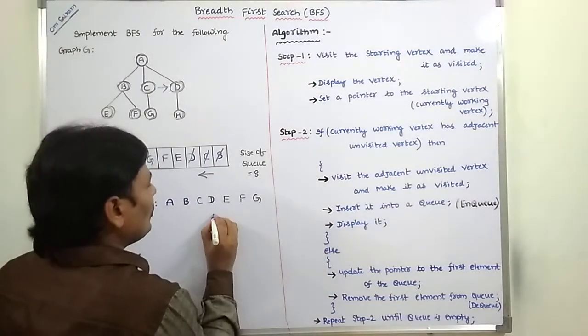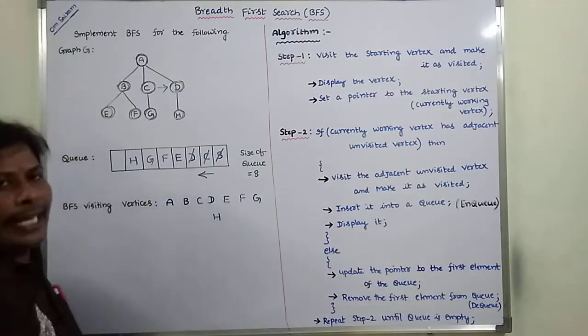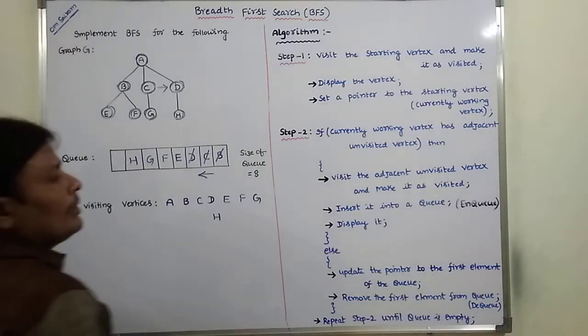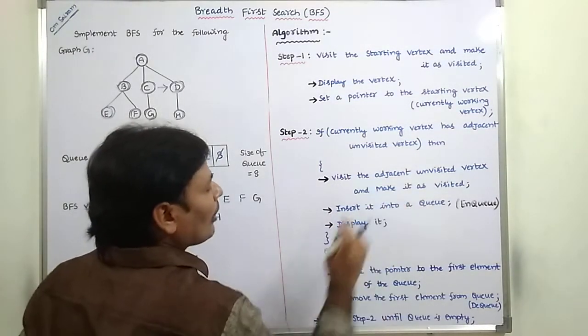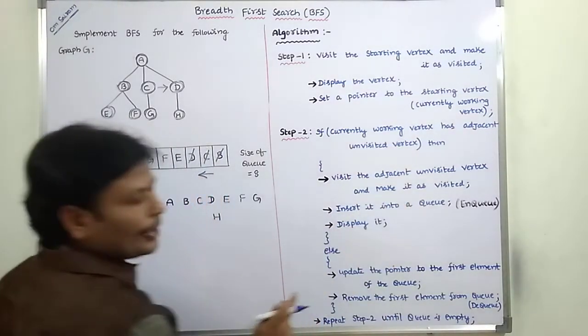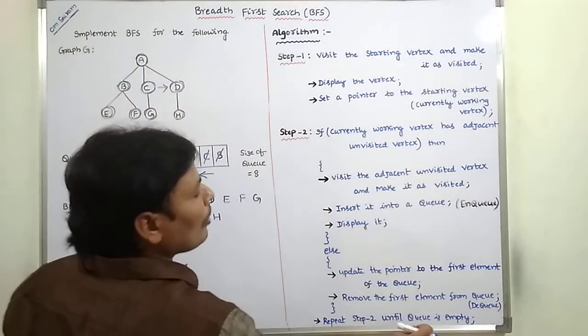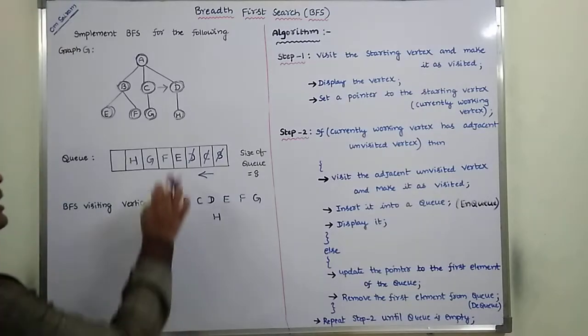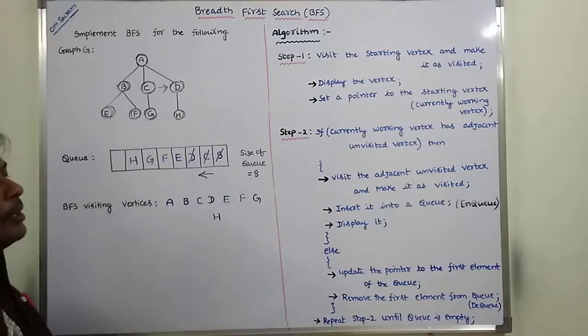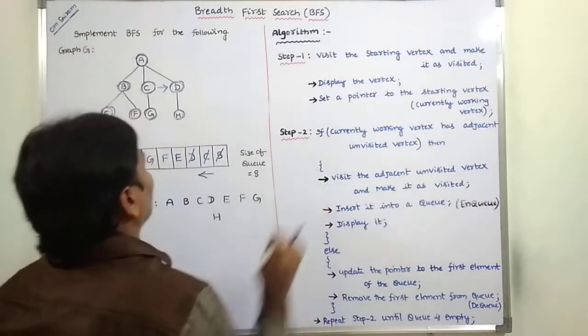Display it. We display the vertex H. Then all the statements in the if block are executed. There is no need to go to the else block. After that, repeat step 2 until Q is empty. Is Q empty? No. So then we go to step 2.